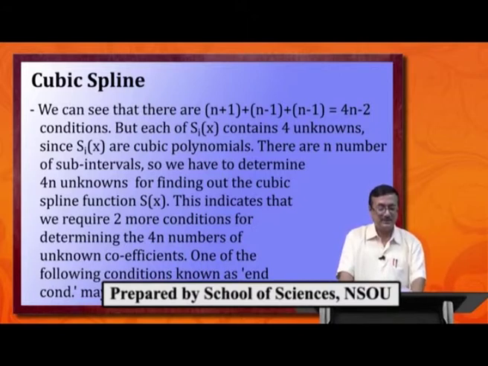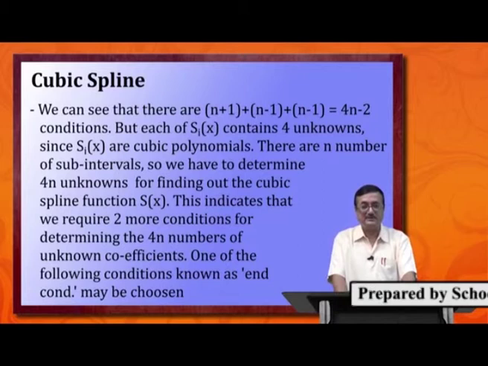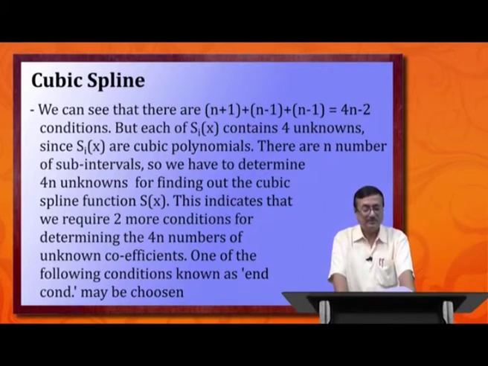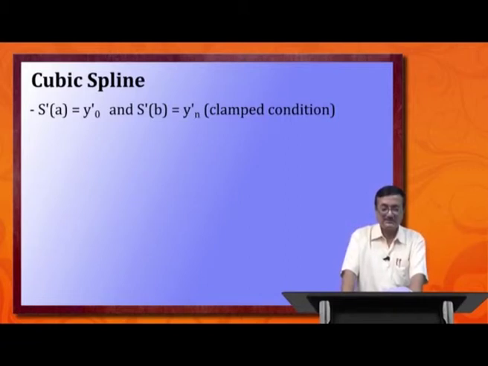One of the following conditions, known as the end condition, may be chosen as the additional condition. At the left hand end point, x = a, we may have S'(a) = y0', and at the right hand end point, x = b, we may have S'(b) equal to yn'. This condition is known as the clamped condition.